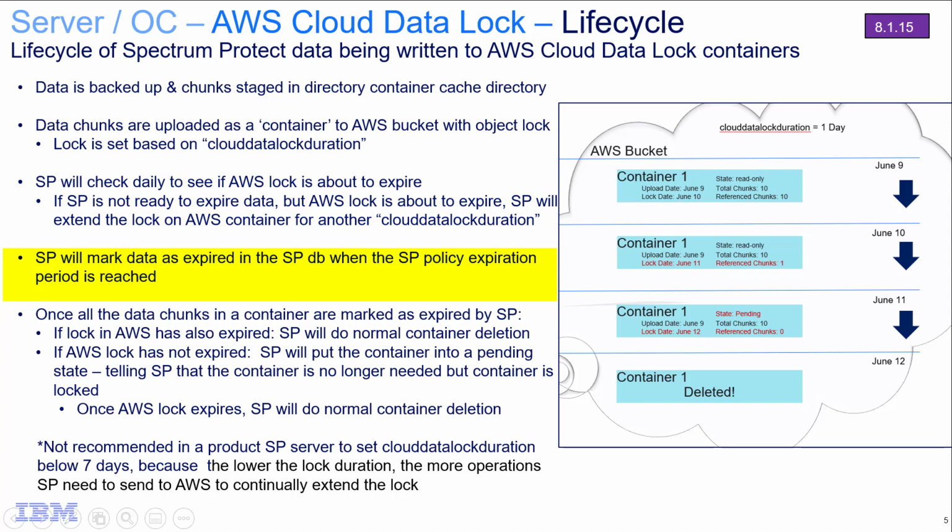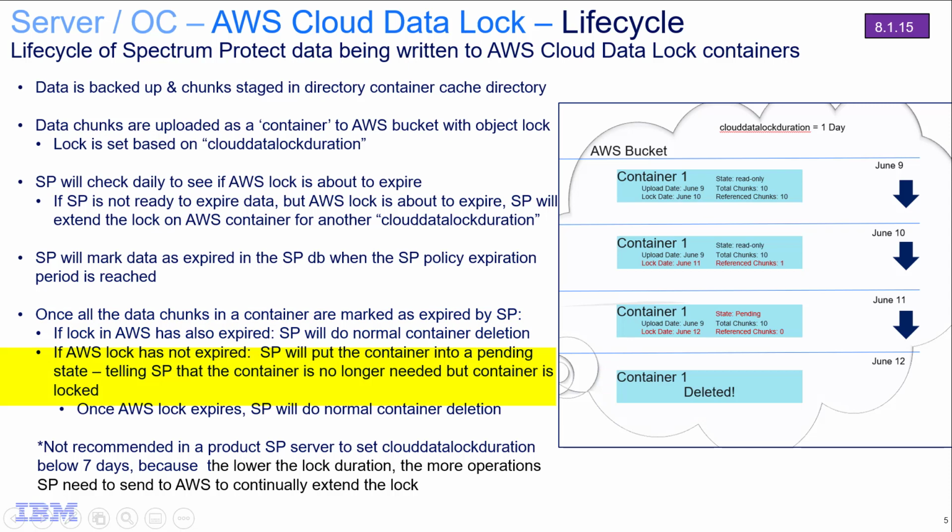Now, the data inside of the container will expire based upon the management class policies that data is associated with inside of Spectrum Protect. Over time, the data might expire at a different rate inside of the container because it might belong to different clients. Once all of the data in the container is marked as expired by Spectrum Protect, if the lock in AWS has also expired, Spectrum Protect will do normal container deletion.